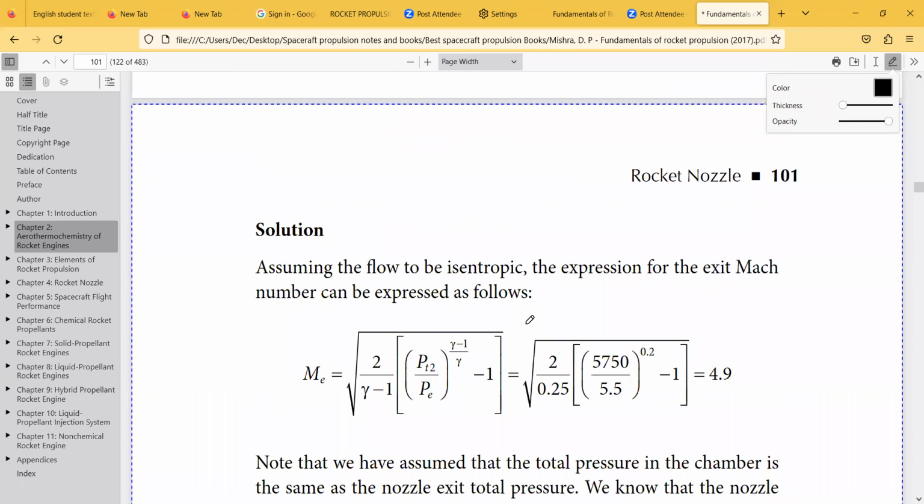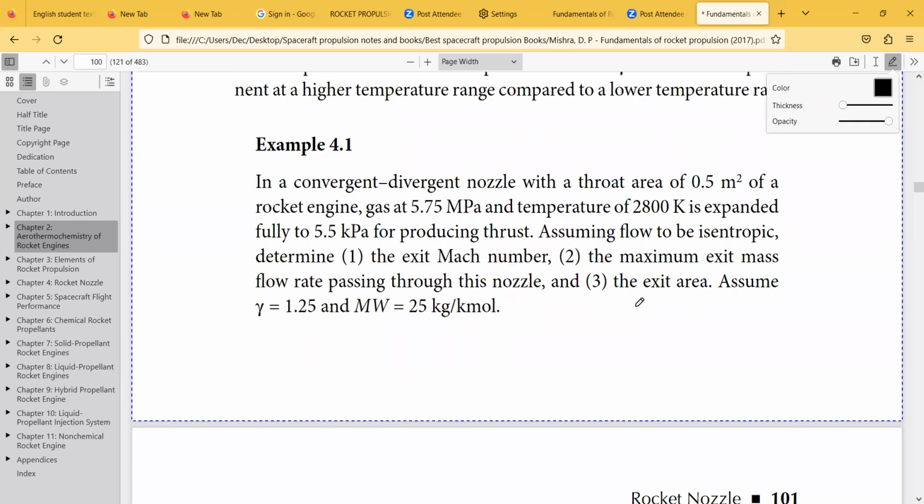Then based on these parameters, we can find the Mach number. Mach number is related with the velocity. Exit Mach means the exit velocity relation.